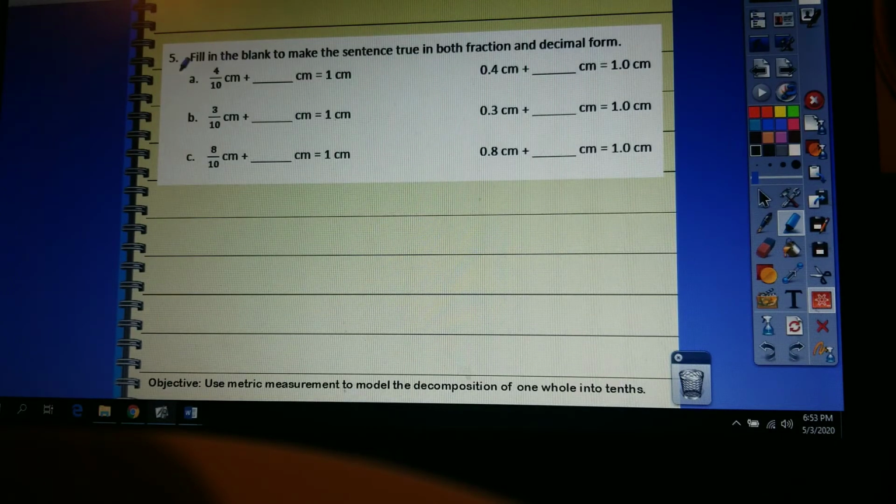All right, it says fill in the blanks to make the sentence true in both fraction and decimal form. We have 4/10 plus blank equals 1 whole, which was 1 centimeter. So 1 whole would be 10/10, right? If we have 4/10, we would need what more? 6/10 is exactly right. 6/10 more. 3/10, we need a whole. If we have 3/10, what do we need to make a whole? 7/10, exactly right.